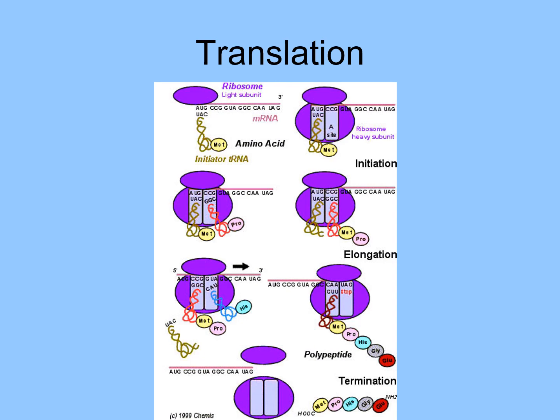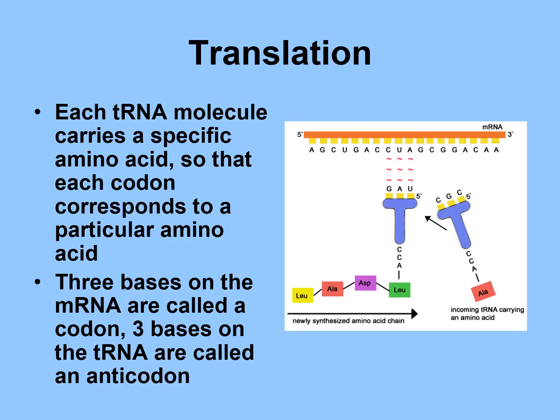Then you'll start reading the recipe, and you'll start putting things in your mixing bowl. That will be elongation, and eventually you reach the end of your recipe. You're done making your protein. That's termination. So again, in translation, remember each piece of messenger or each piece of transfer RNA carries a specific amino acid. 3 bases on the messenger RNA are called a codon, and 3 bases on the transfer RNA are called an anticodon.